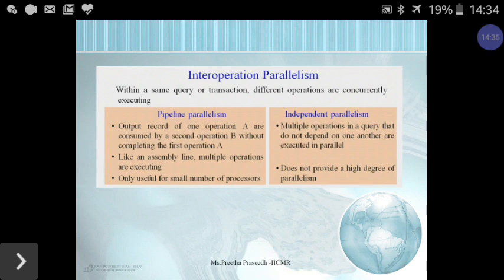And independent parallelism provides a high degree of parallelism because multiple operations in a query that do not depend upon one another are executed parallelly. So for example, if I have different student records in different disks, and I have to sort on the basis of percentage, then each disk is processed independently, and finally at the time of merge it will get sorted in the desired order.